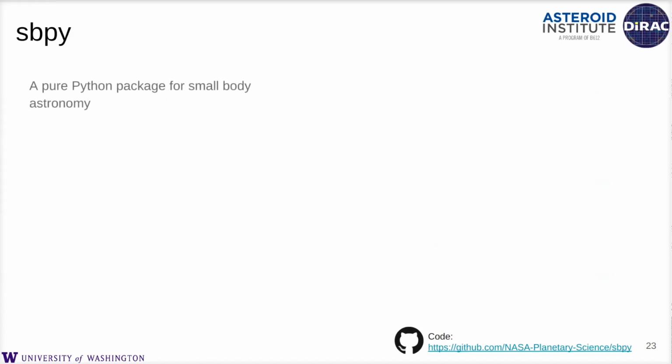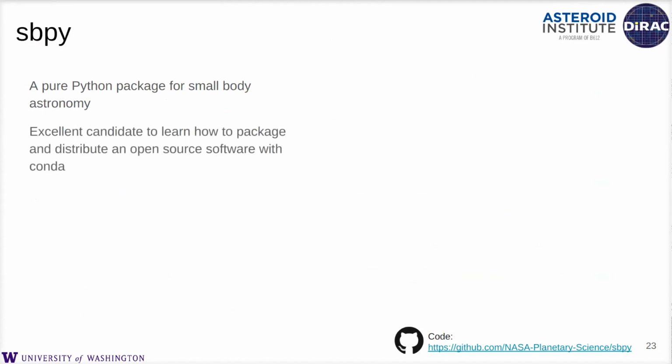Okay, so let's talk about SPPy real quick. SPPy was the first project we decided to tackle, and this was done completely intentionally in that SPPy is a pure Python package. So the architecture of the system on which you're building is irrelevant. As long as you have a Python installation, you should be able to install this code. And so this was really a good candidate for us to learn how to do this kind of open source software packaging with Conda.